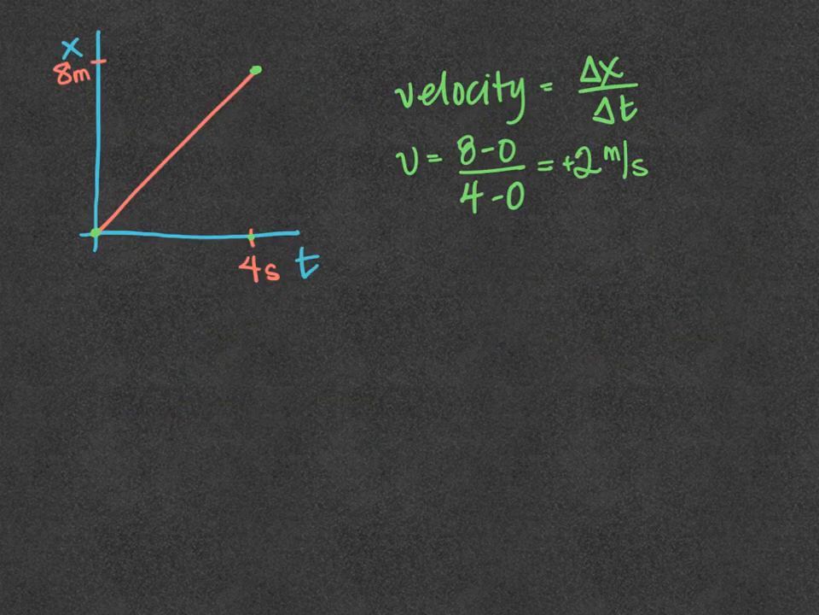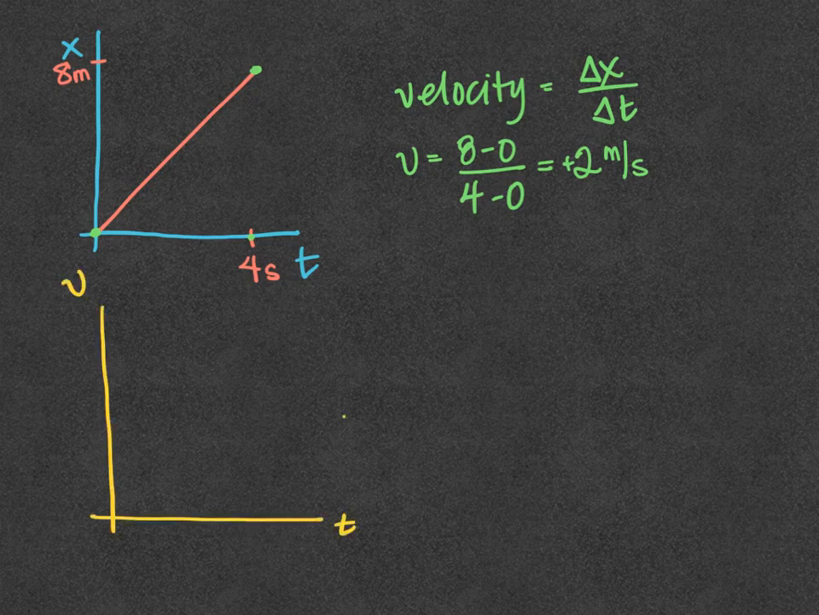Now let's take this and create a velocity time graph to show this motion. So making a vertical axis labeled V for velocity and a horizontal axis labeled T for time. Since the velocity I found earlier is 2 meters per second, I will start at 0, 1, 2, 3, and have 1, 2, 3, 4 seconds along my horizontal axis.